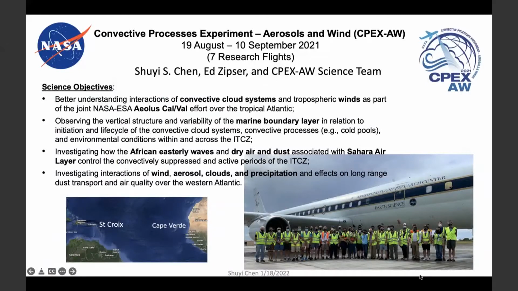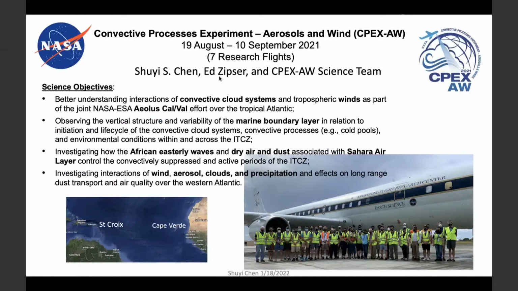This is somewhat informal. I have to say that I may not go through all the material, but I probably have a little bit more than I really needed. So just let us know when time's up. So this particular field campaign is called the Convective Processes Experiment, Aerosols and Winds.